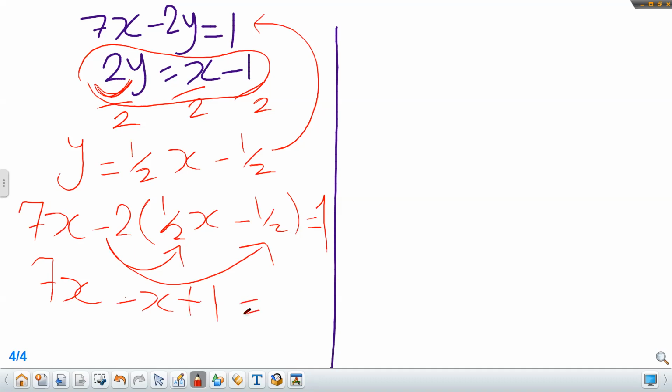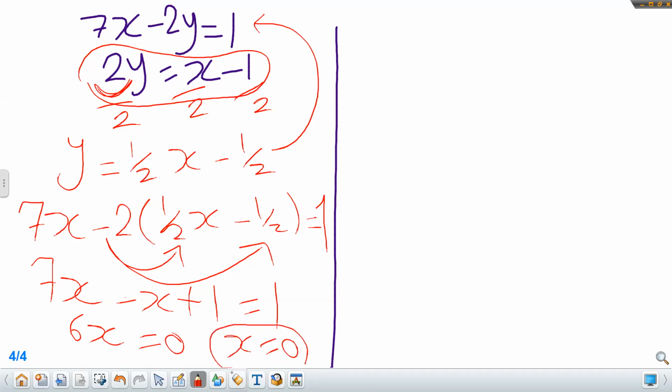Then equals 1. Then collect like terms. 7x minus x will be 6x. Then move to the other side: 1 minus 1 is 0. So 6x equals 0, then x equals 0.